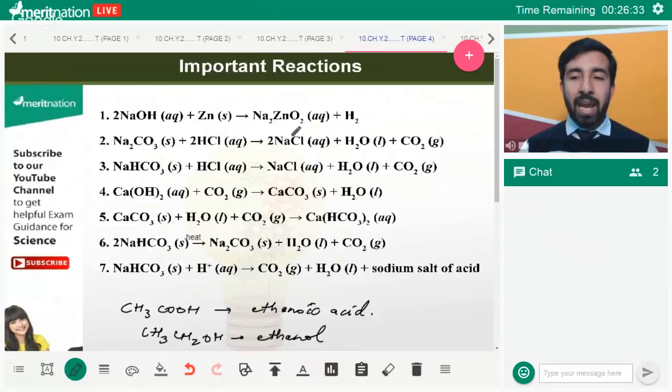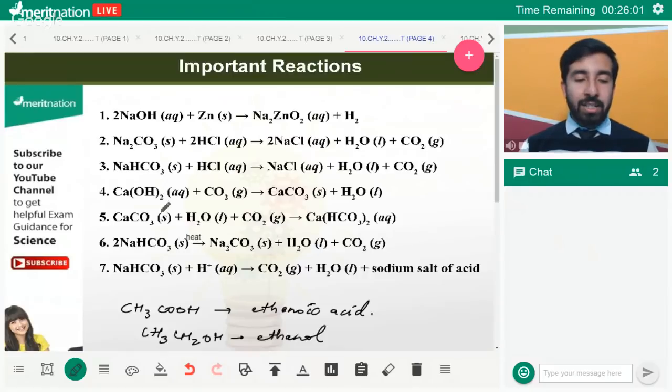Now on this page, you can see there are important reactions from this particular chapter. So you have to go through these reactions. When sodium hydroxide reacts with zinc, there is formation of sodium zincate along with the release of hydrogen gas. Similarly, the reaction of sodium carbonate and sodium hydrogen carbonate with HCl leads to the formation of salt, water, and carbon dioxide. If you can, you should learn these, because there are only 6 chemicals, so it's better you learn them.